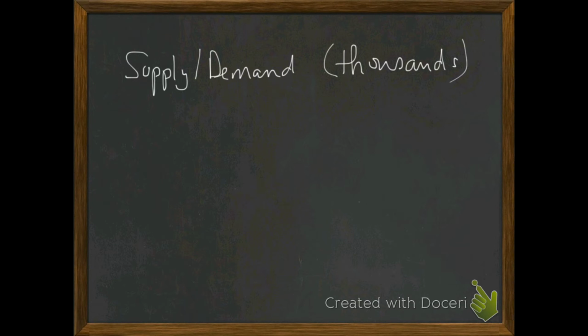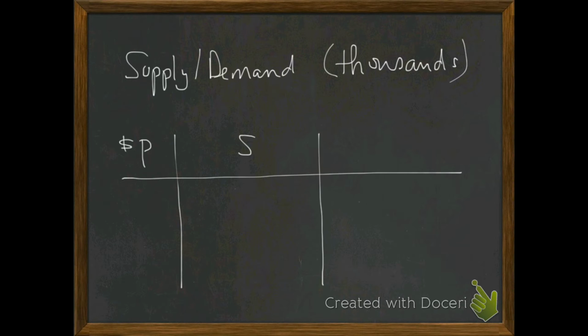It's just going to simplify the calculations. So let's do this again. Price, supply, demand. So I have $1.88. The supply was 16,000, so I'm just going to use 16. And the demand was 10,600, so I'm going to use 10.6.